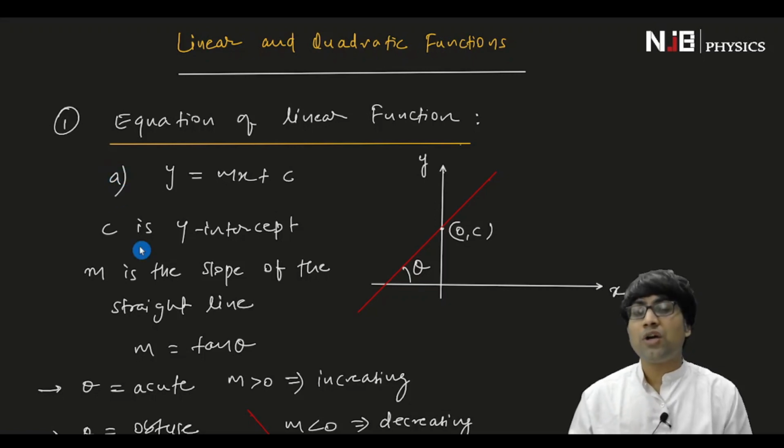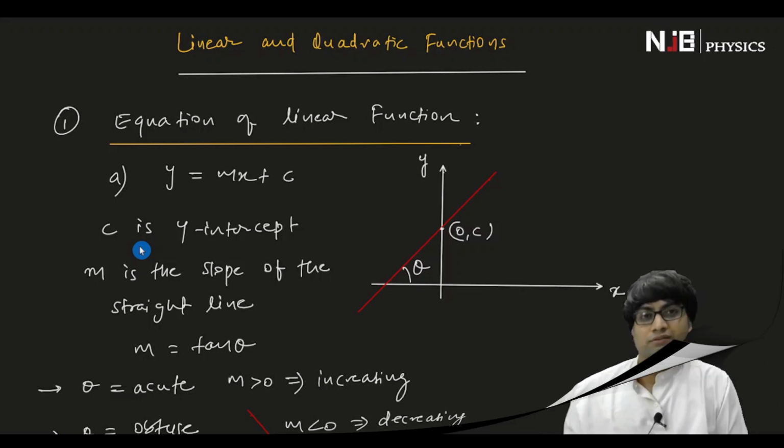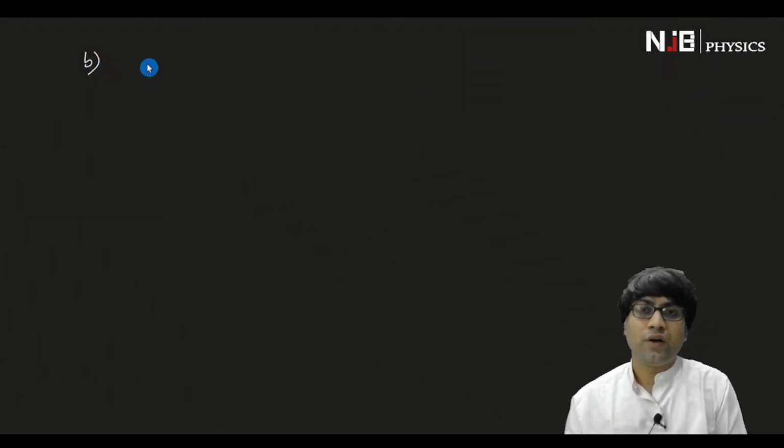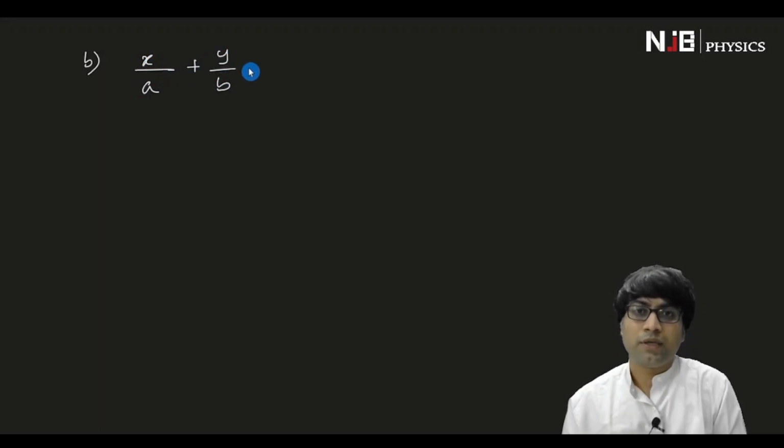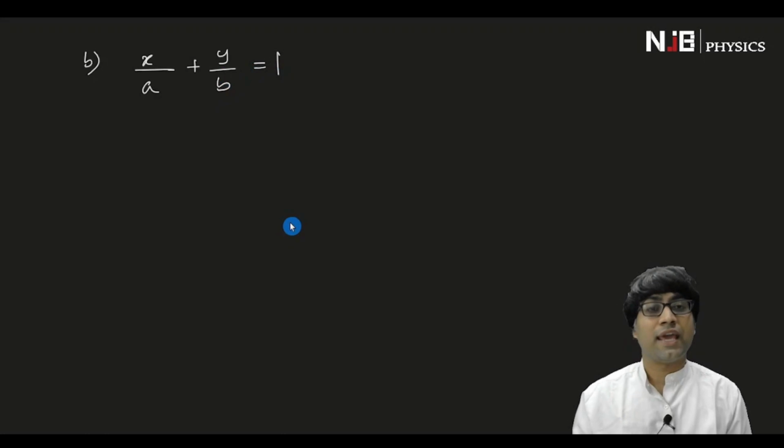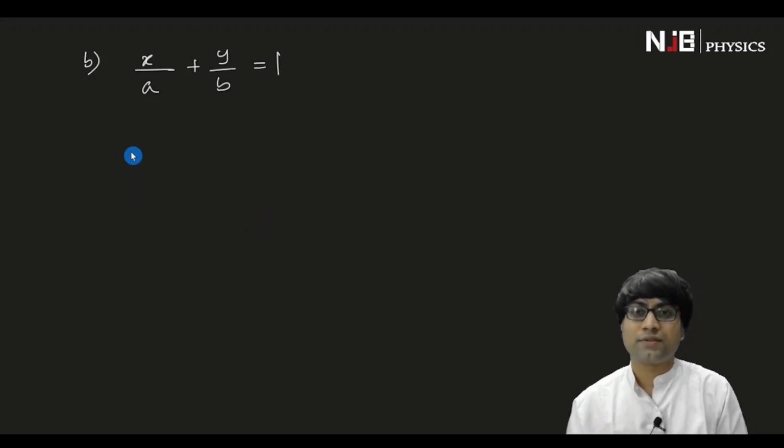Let us now talk about another alternate form of a linear function. So the alternate form of a linear function would be x by a plus y by b equal to 1. What are this a and b? Well, this a is the x-intercept. That means the point on the x-axis where the straight line will cut x-axis, and b will be the y-intercept. That means the point where the straight line is going to cut the y-axis.